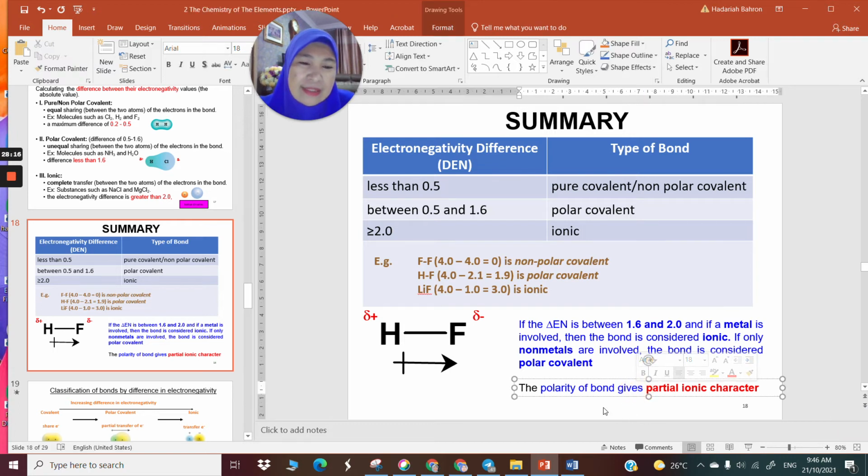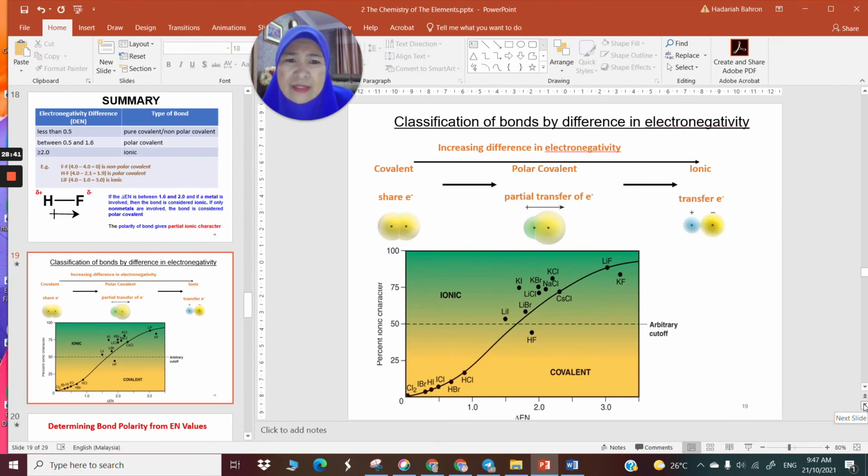The polarity of a bond gives partial ionic character. So when you have a polar covalent bond, you say that that covalent bond has partially ionic character. Not full, because full ionic is a complete transfer. It's in between equal sharing and complete transfer. So we say a covalent bond with partial ionic character.